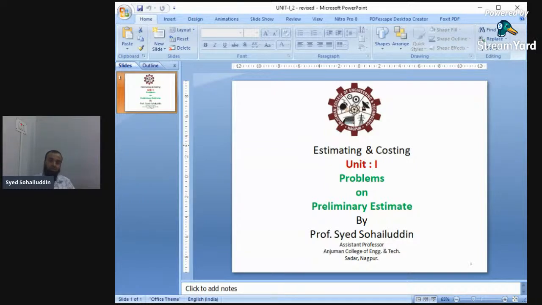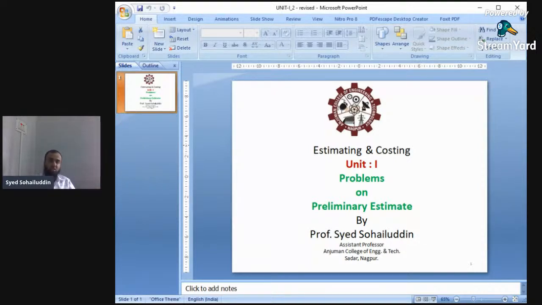Depending upon the cost of similar structures, we can find out the cost of the present structure. So these are all nothing but the preliminary estimate. So from today onwards, we will have some problems related with the preliminary estimate.